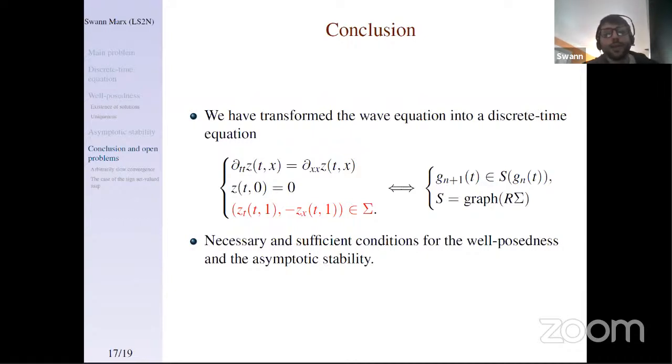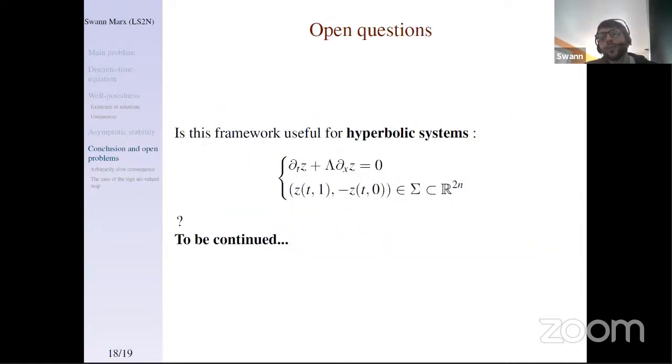As a conclusion, what we have done is transform the wave equation into a discrete time equation. And we have provided some necessary and sufficient conditions for the well-posedness and the asymptotic stability. The natural question would be to study the hyperbolic systems, because the wave equation, as I have written before, is a specific example of hyperbolic systems. So it could be really interesting to study this framework in this case, to establish results for sine function, saturation, etc.